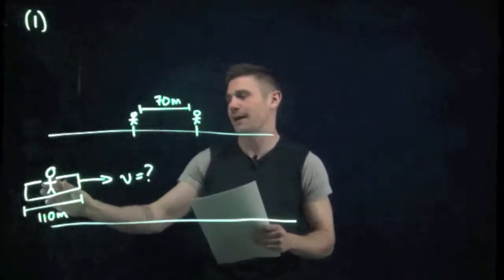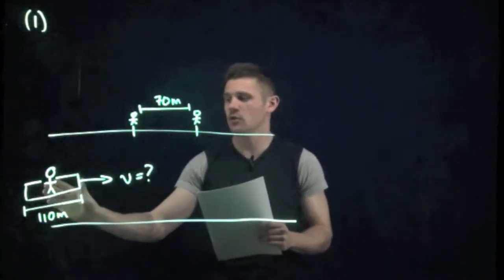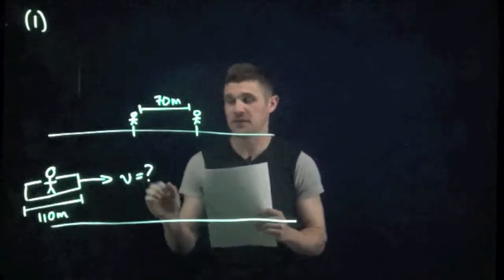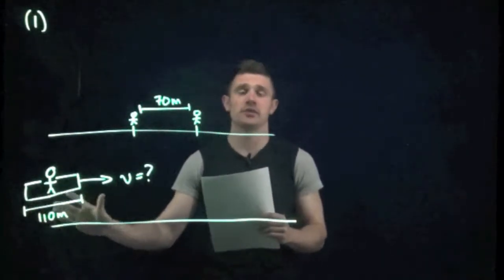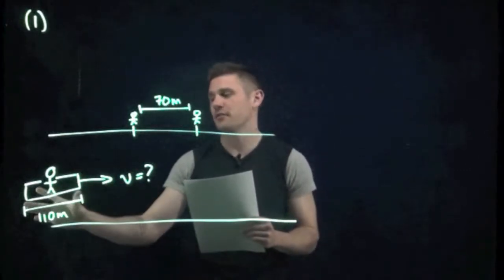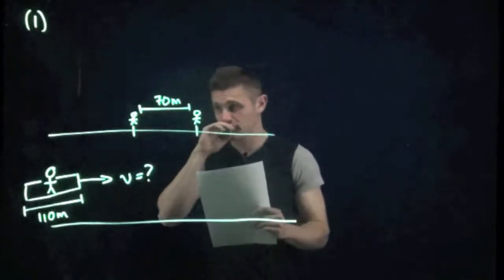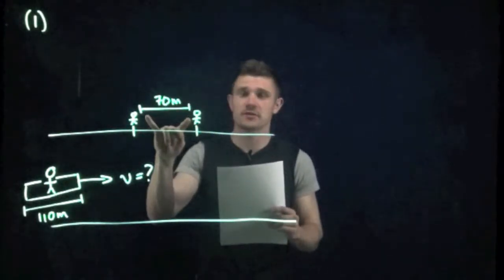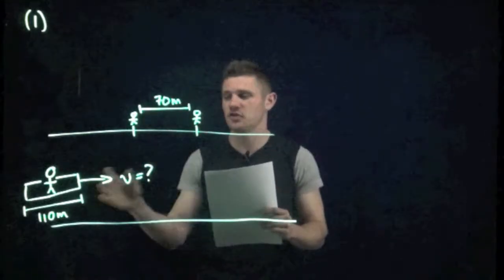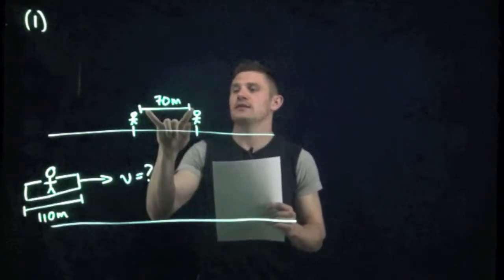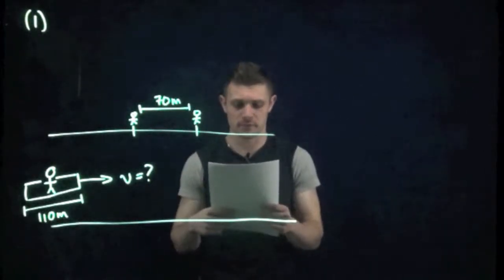So we see that we have Heidi, and she is essentially in our spaceship. She's our object that's moving with some velocity v, and that v is unknown at the moment. She has a rest length of 110 meters in her reference frame. Now, the two sinister snipers are these two little people here that are going to be firing lasers at Heidi as she passes by in her spaceship, and they are situated at a rest length of 70 meters apart in their reference frame.